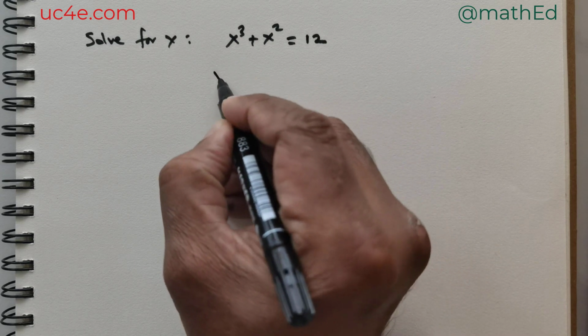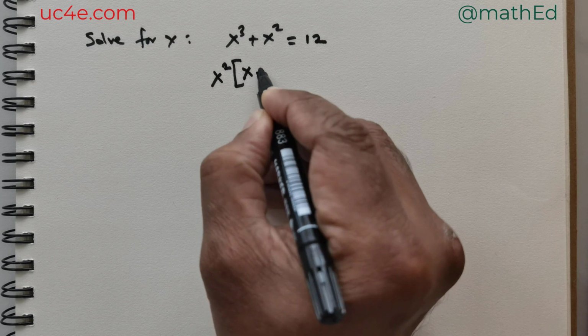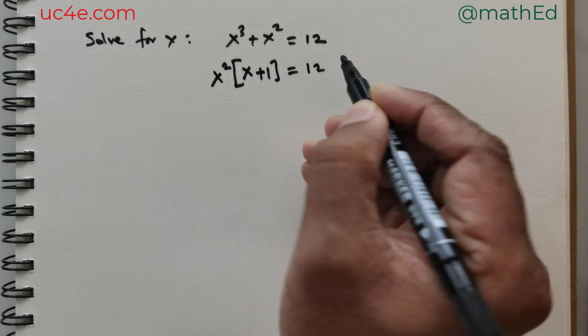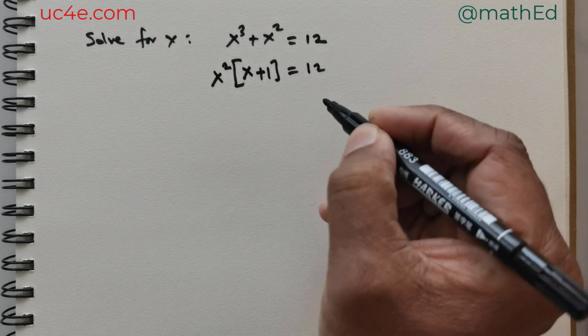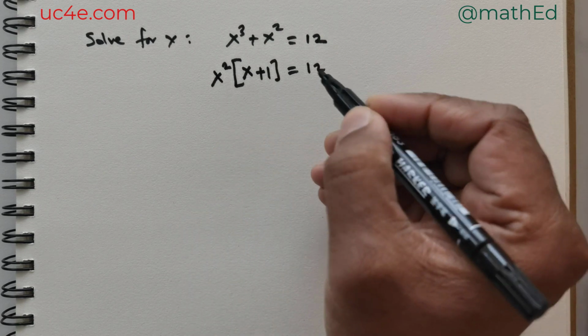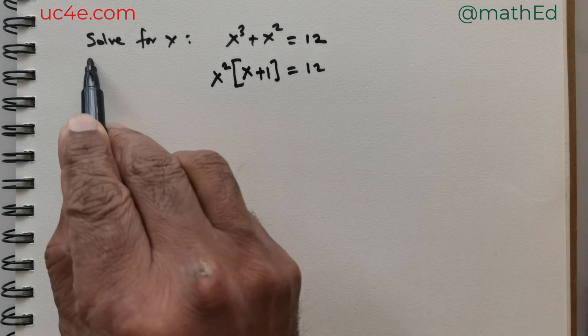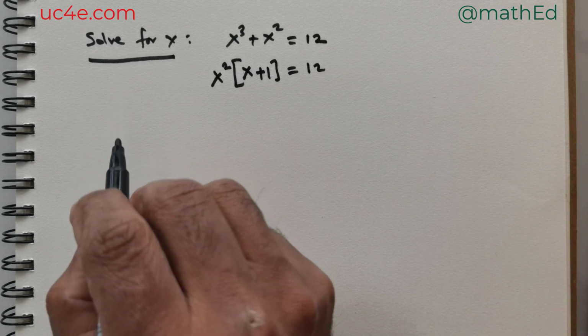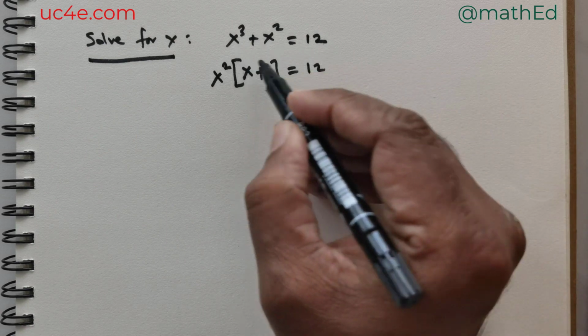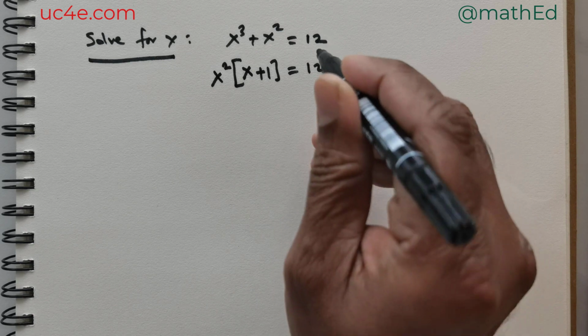Now what people would do is they will take x squared out and rewrite this as x squared times (x plus 1) is equal to 12. So this is perfectly fine. There is no harm in writing it like this, but the question is, is it possible for us to solve it and get the solution? The question wants us to solve for x. That means we need to get all the roots. And there are 3 roots present in this particular equation.